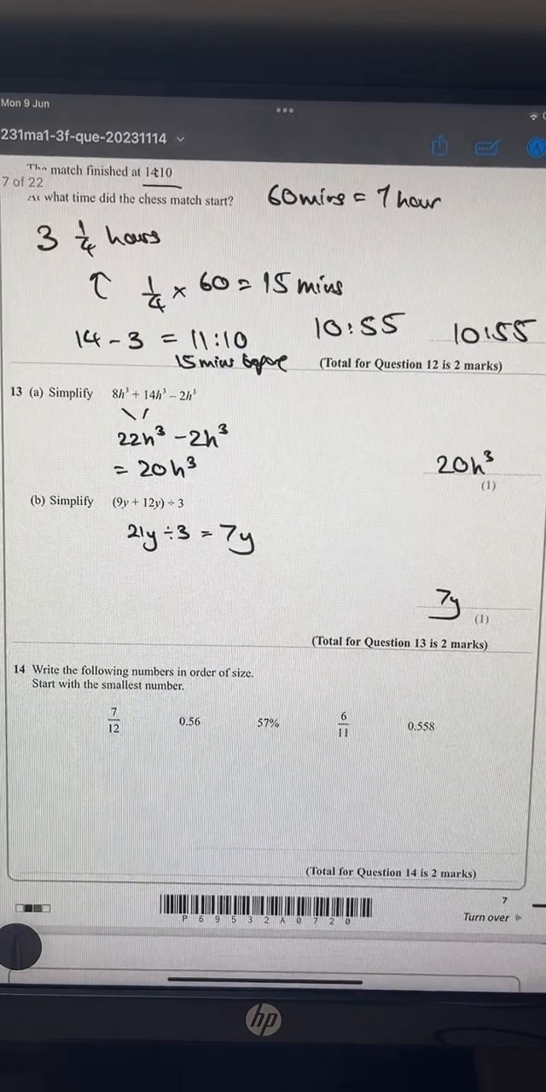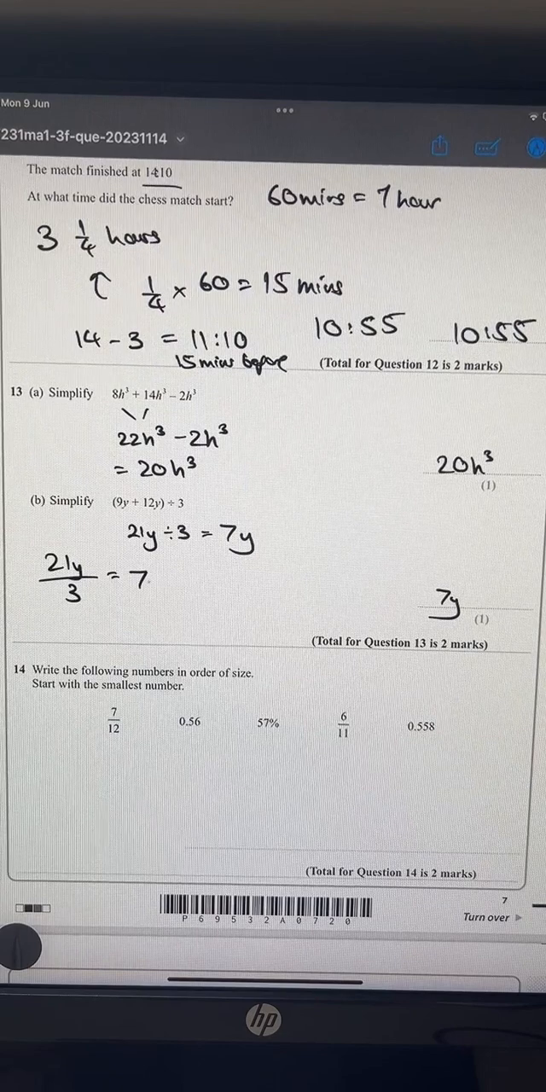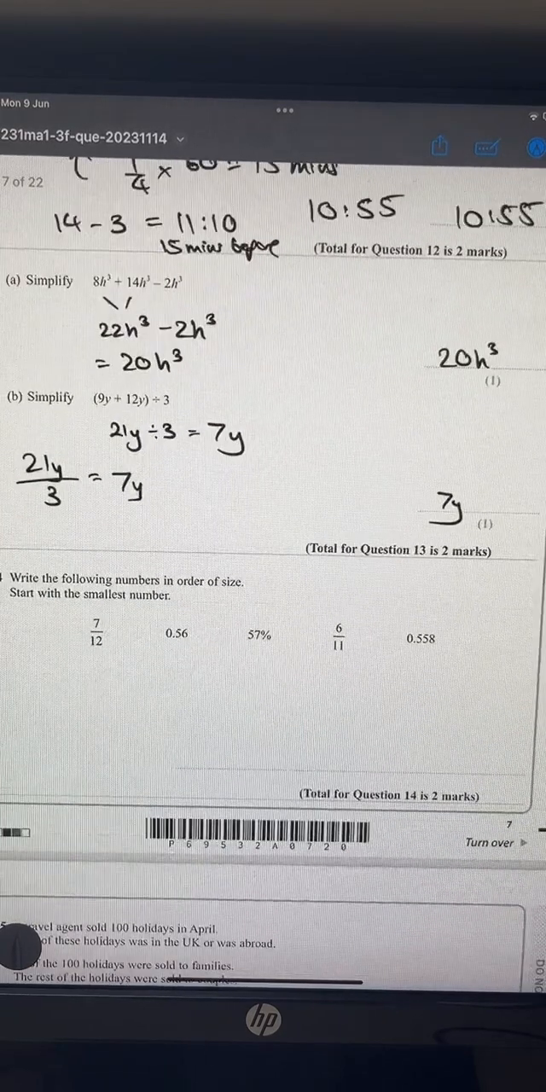Because remember, it's like writing 21y over 3. 21 divided by 3 is 7. The y doesn't have any y's to divide by. It just stays like that. And that's it. Nice little algebra question there.